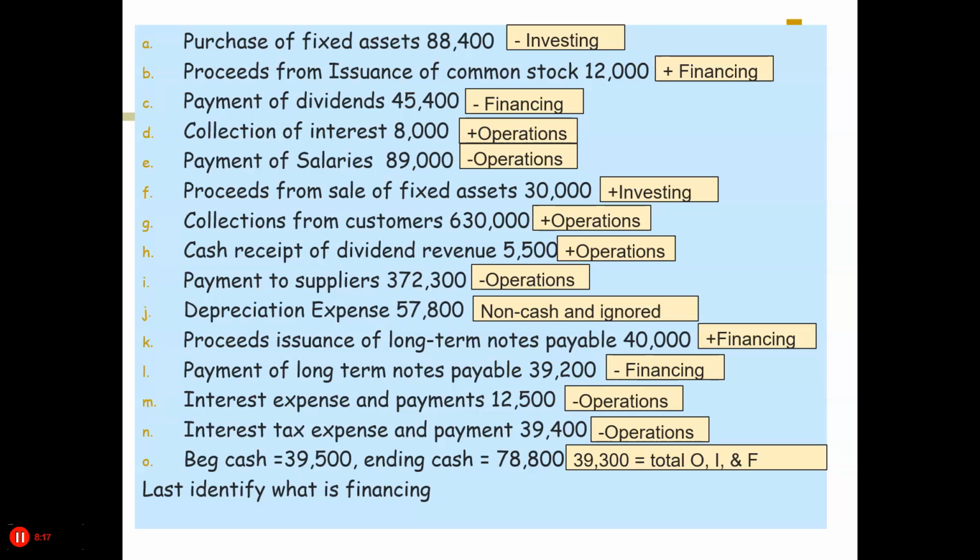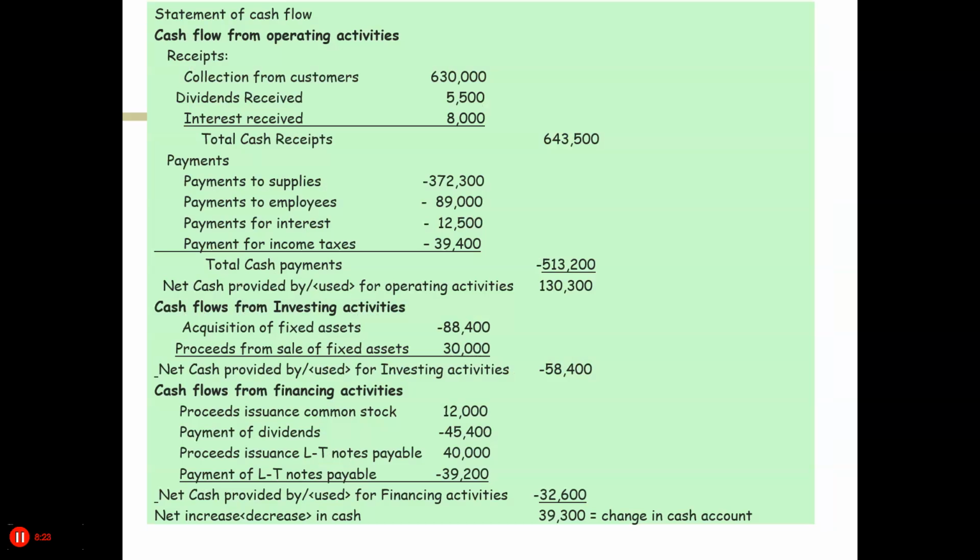Now we can finish up our cash flow statement from operations using the direct method. And there it is. And if you notice, the change equals the change in the cash account. And that concludes this presentation.